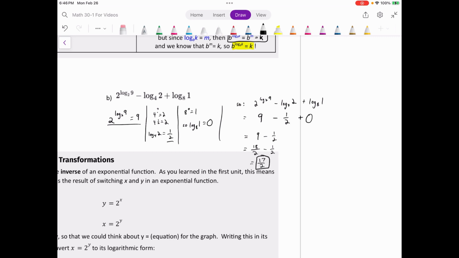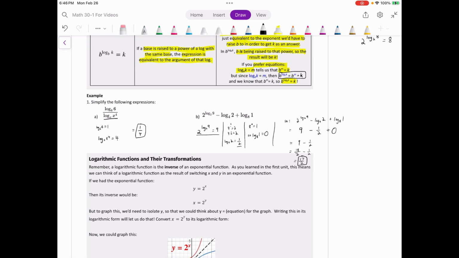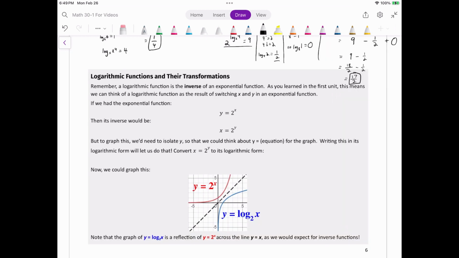All right, so there's our little how logs work and working with logs portion of our lesson. We're going to switch gears now in the next part of our lesson and start talking about logarithmic functions, saying y equals stuff that involves a log and thinking about its graphs.